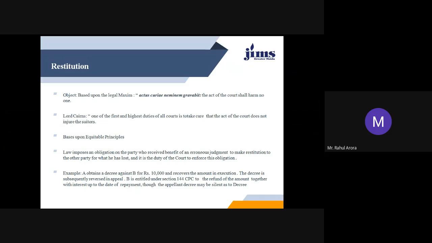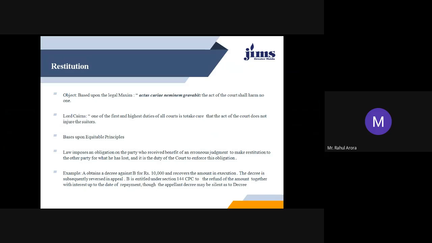Therefore, the law imposes an obligation on the party who received the benefit of an erroneous judgment to make restitution to the other party for what he has lost, and it is the duty of the court to enforce this obligation. Now I will give you an example with regard to it.